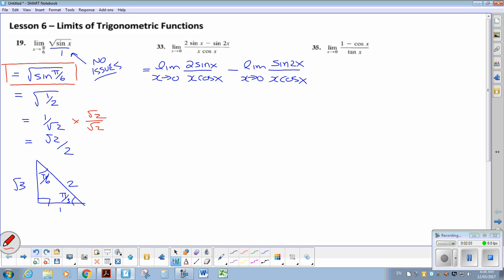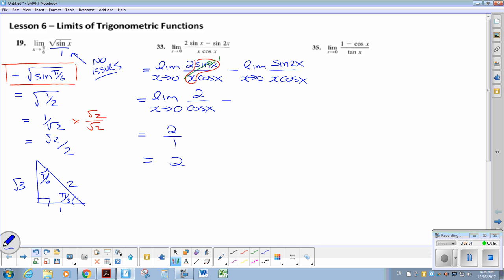So in the first limit, I end up with sine x over x, which means that part of the expression is going to go to 1. So that's the limit as x approaches 0 of 2 over cos x. Now I no longer have a problem in the denominator, so I'm just going to move along to the next step. That's going to be 2 over 1, or 2.